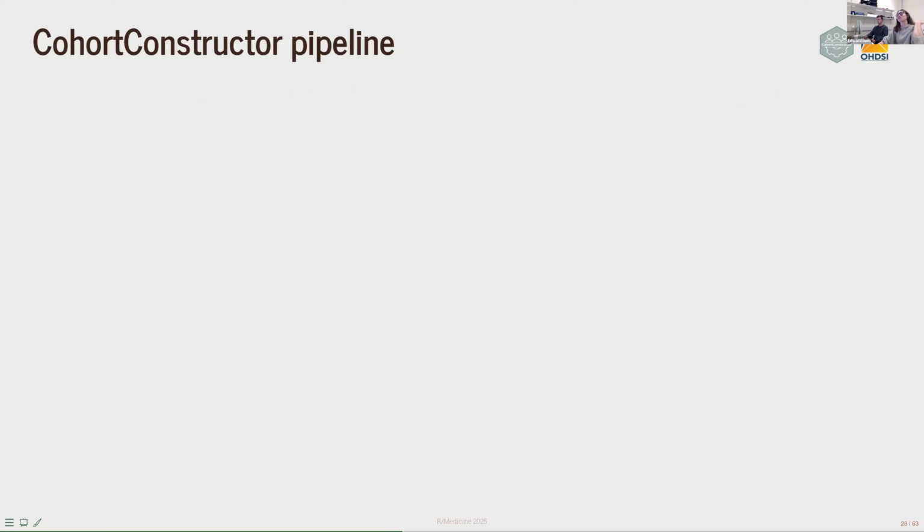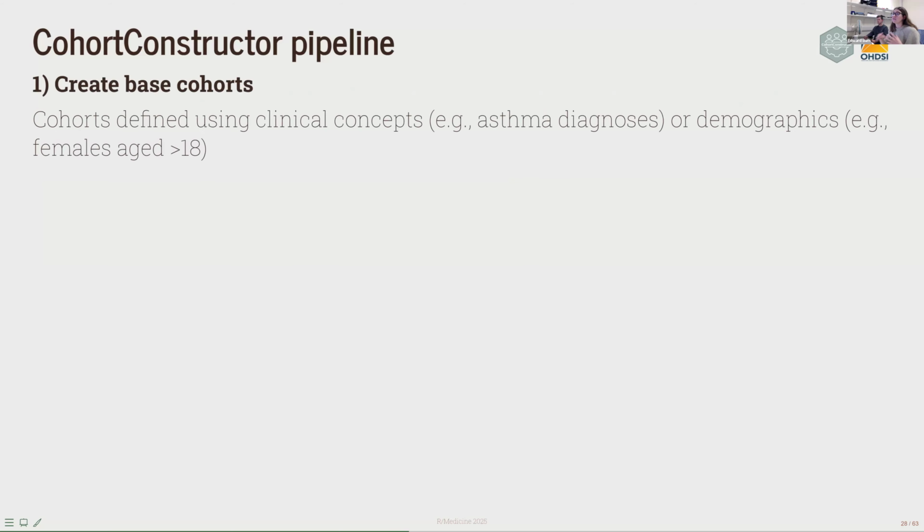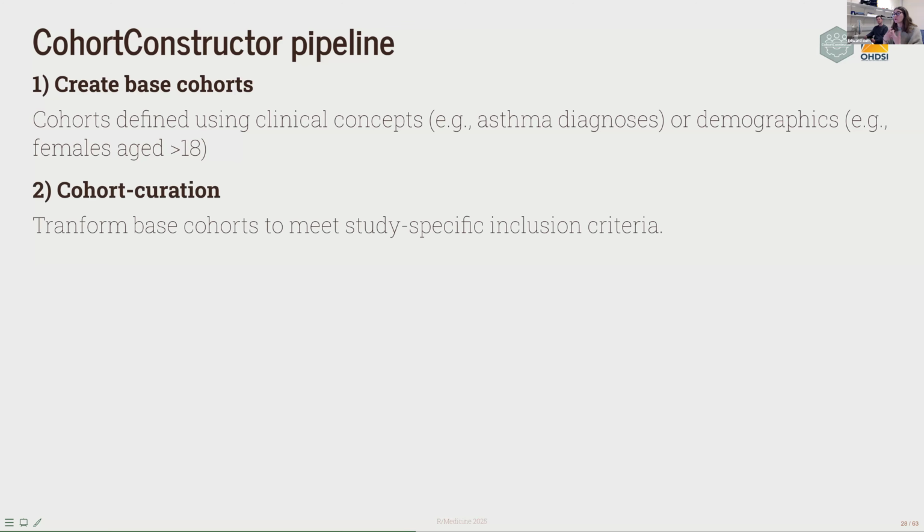So when we want to construct cohorts, there are 2 basic steps. The first one is to create a base cohort. A base cohort is basically one that uses only clinical concepts. For instance, all occurrences of asthma codes in the database, or it can also be defined based on demographics. For instance, if you want all females in your database from the moment they are more than 18. And the second step, once you have this base cohort, is to curate it. So basically, it's applying inclusion criteria so the cohort is ready for your study and research.